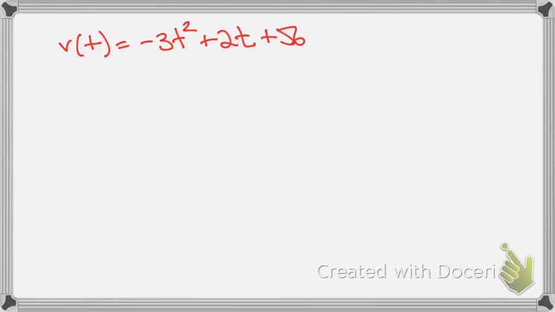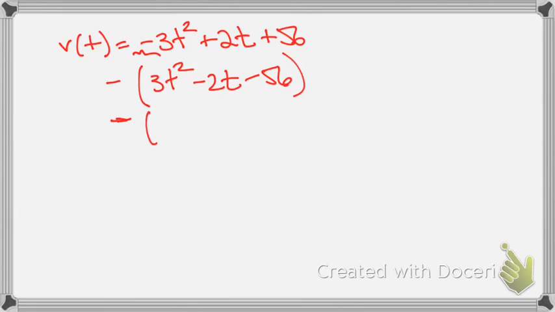Hi, Zofa. The issue you're having is you cannot keep that negative there when you factor. So when you factor, you have to first take out the negative, and what remains is positive 3t squared minus 2t minus 56. Okay, then leave that negative there and now factor it again.